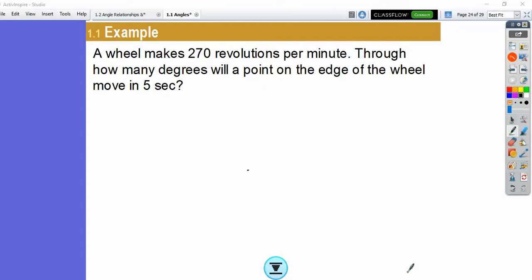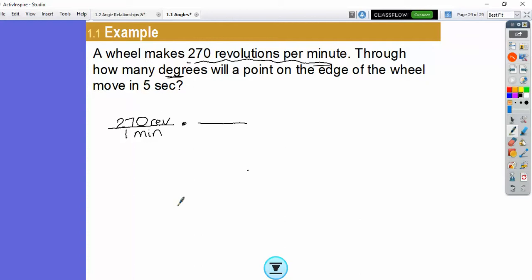So I'm going to set this up using conversions. Right now, I know it makes 270 revolutions per minute. Per is like a divided by. So we have 270 revolutions divided by minute, so that's 1 minute. My goal is degrees. So the first thing I have to do is change my 270 revolutions into degrees.